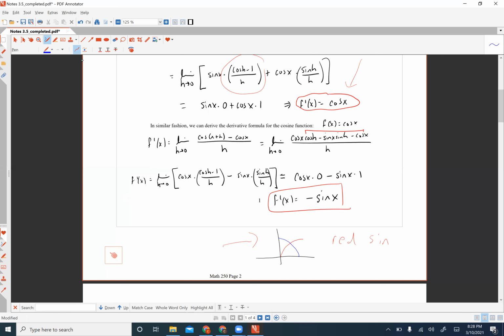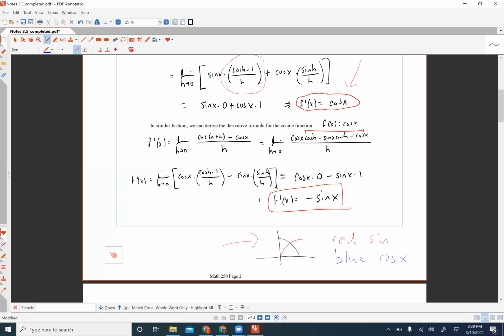See if I can get the blue there. And then the blue is... cosine of 0 is 1 and sine of 0 is 0. Okay, so that's a lot better. That would have been bad.